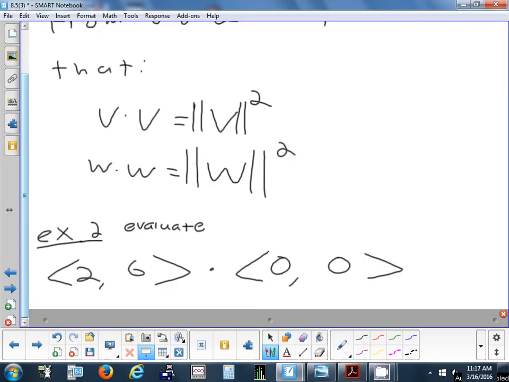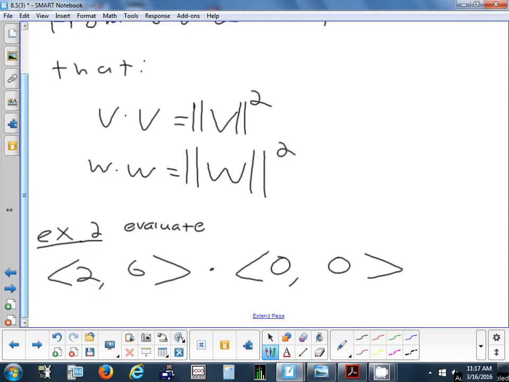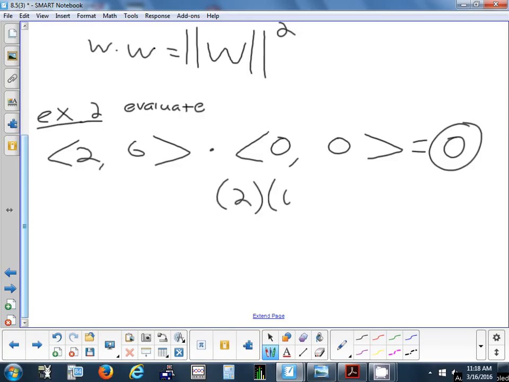This time I want to dot these 2 vectors. They're in algebraic form. That's what we called it. What would you get when you do the dot product here? 0. 0 the number or 0 the vector? 0 the number, yes. Okay, because you do 2 times 0 plus 6 times 0. I can write it out. And again, dot product always gives you a number, so you would not write 0 the vector.